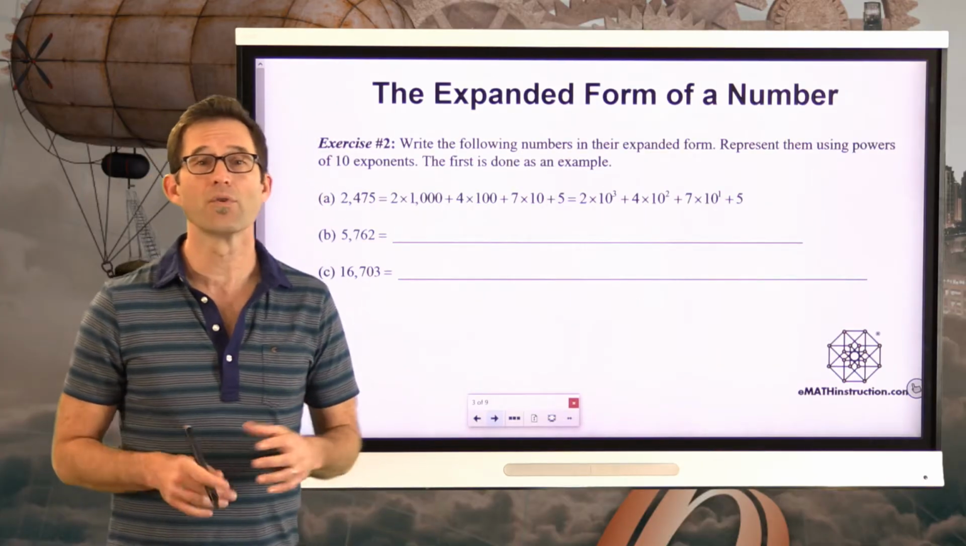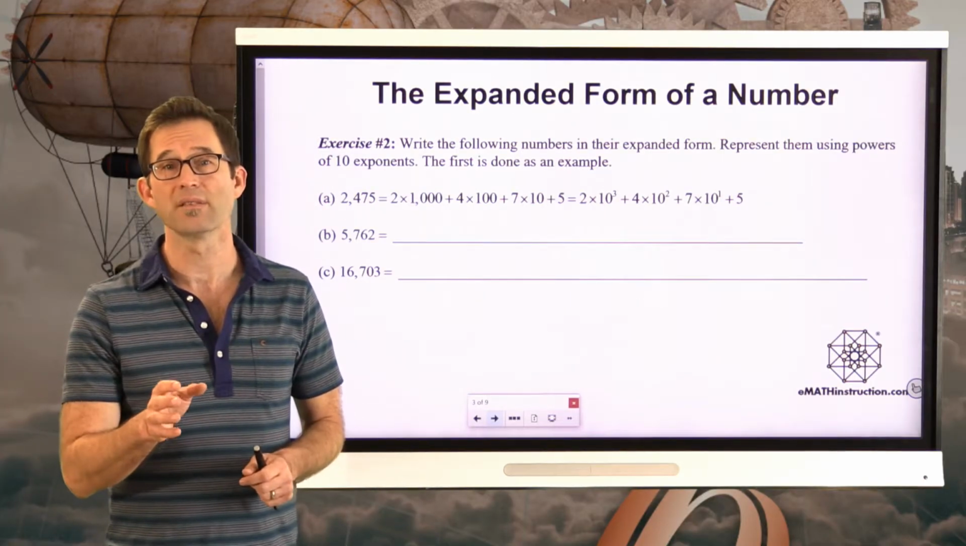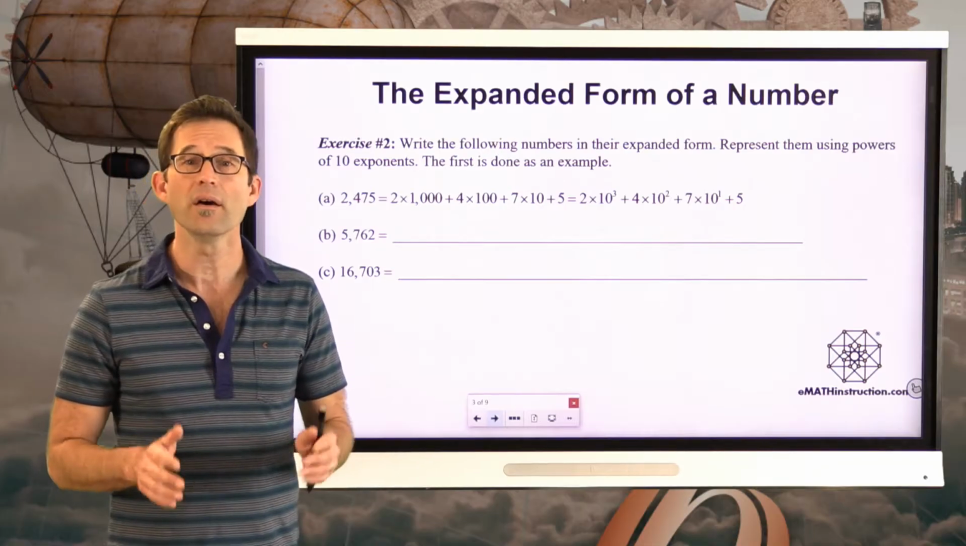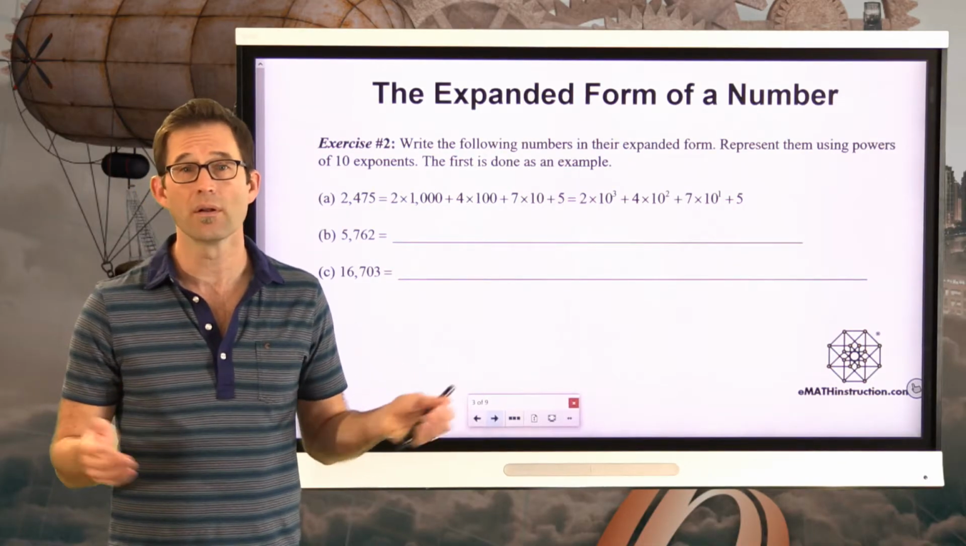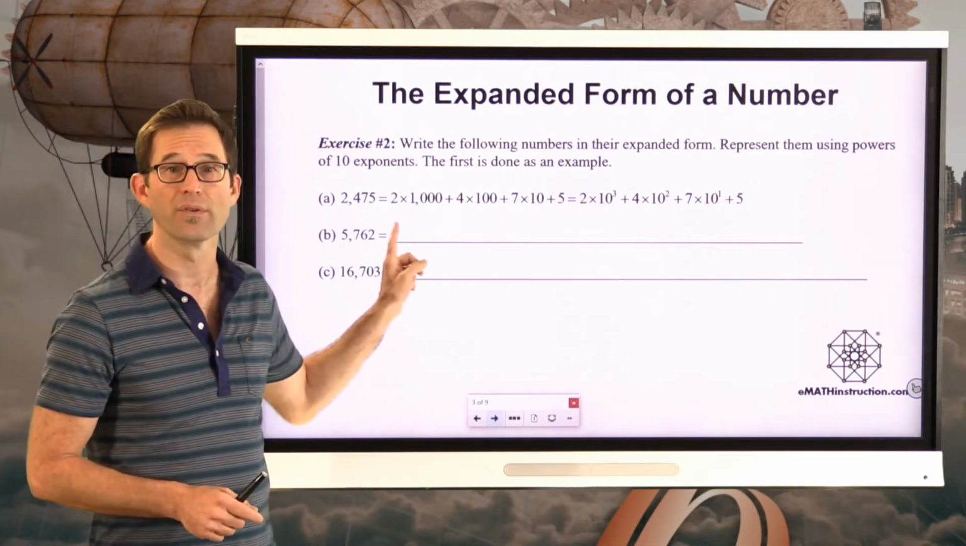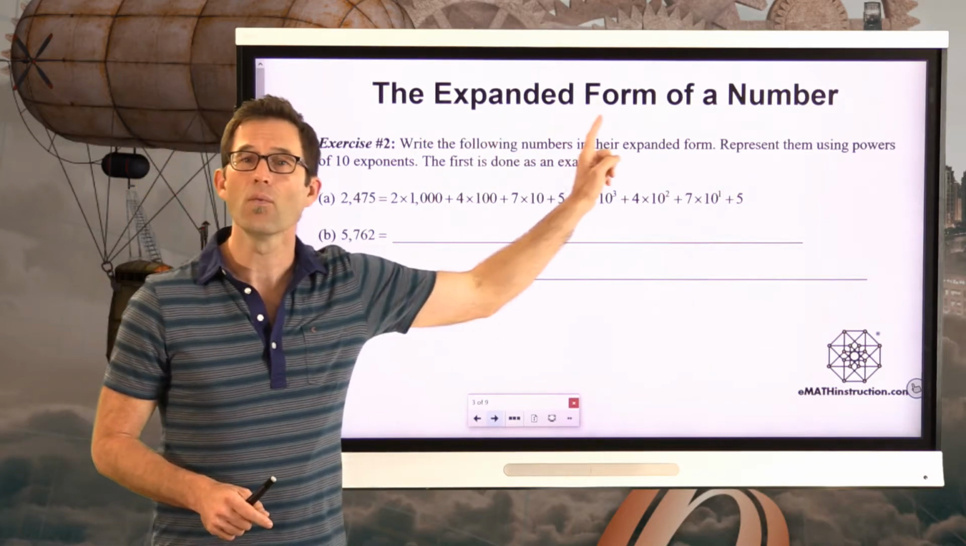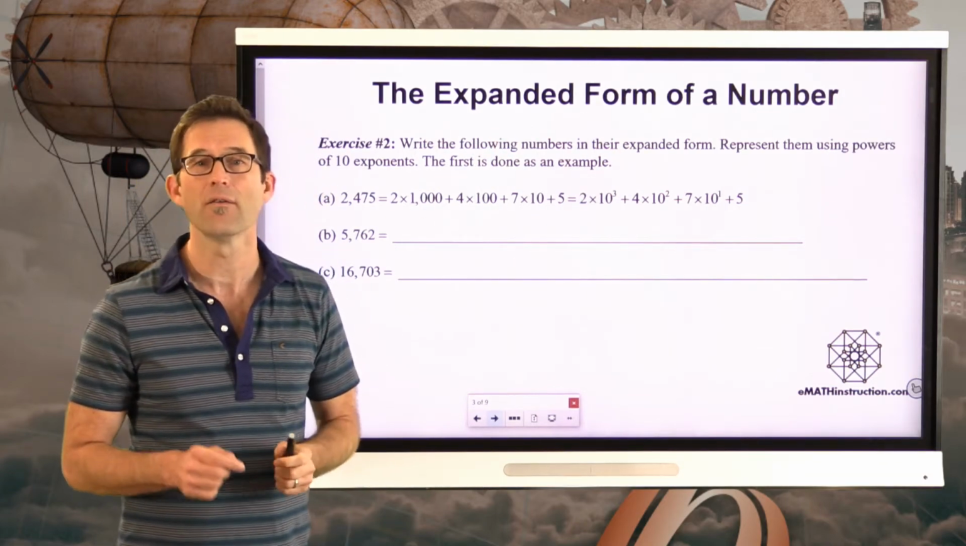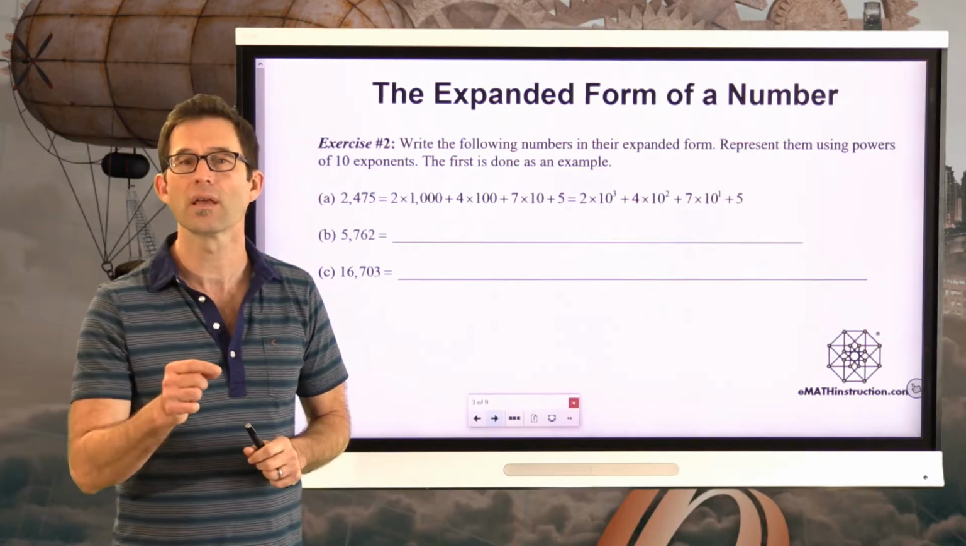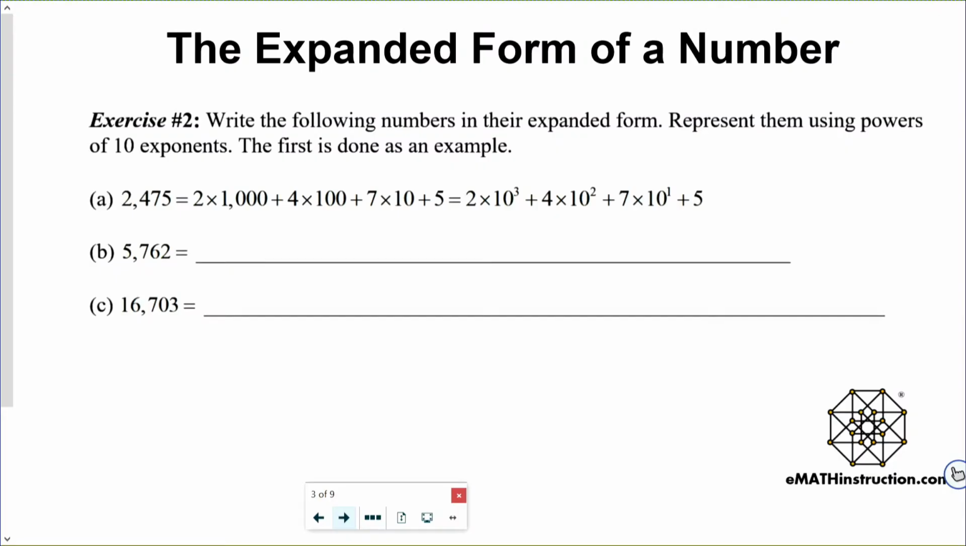Now, probably one of the first things that you ever did with the base 10 number system is the idea of taking a number that's written normally, like 2,475, and writing it in what's known as its expanded form. All right, let's take a look at exercise number 2. Write the following numbers in their expanded form. Represent them using powers of 10 exponents. The first is done as an example.